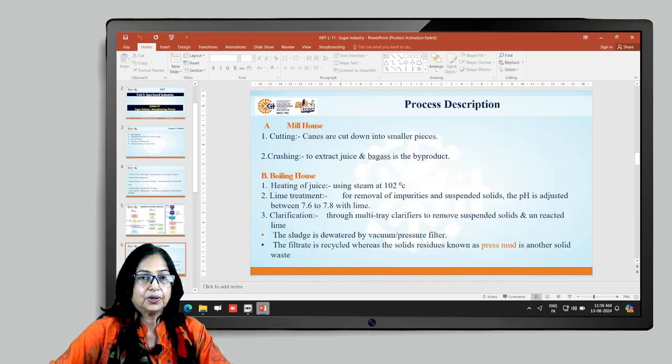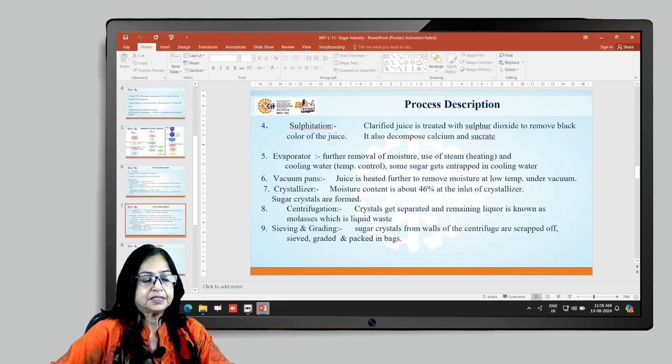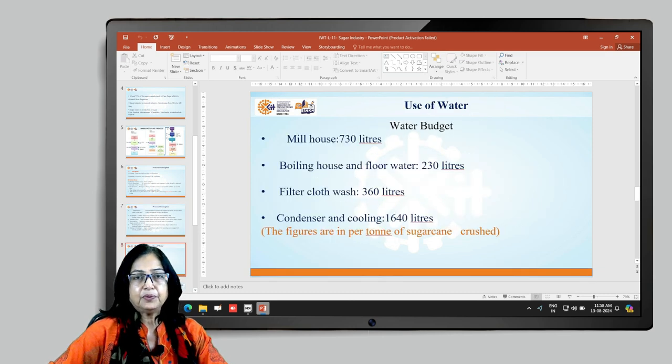So already I have given you the description. Step wise again you can see this process. Okay, now let us focus on the use of water. How water and how much water is required.